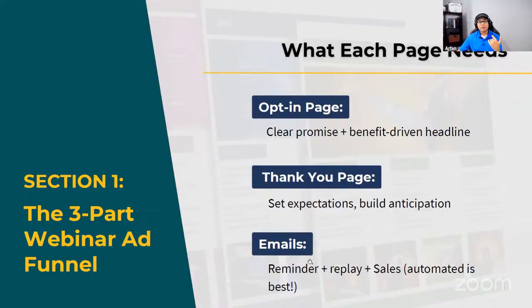Okay. Now the emails, this is going to be a reminder, replay, and sales, and you want to have all this automated. Maybe you want to have about 4 to 6 reminder emails depending on the time of day it's at. If you have a webinar that is going to be at nighttime, 7 p.m. typically, you're going to have a lot more reminders. One that goes out in the morning, one that goes out midday about lunchtime, another one that goes out an hour before, 15 minutes before, when you're live now. That's like 5 emails already just on that.